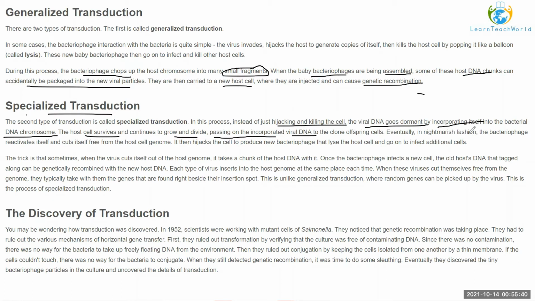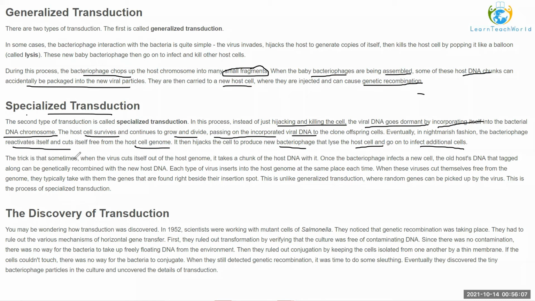So the bacteriophage reactivates itself. Because it was in the dormant phase, it can reactivate itself and cut open the host cell and move out. Now it can hijack the cell to produce newer bacteriophage, lyse the host cell and infect other cells. So this is how specialized transduction takes place.